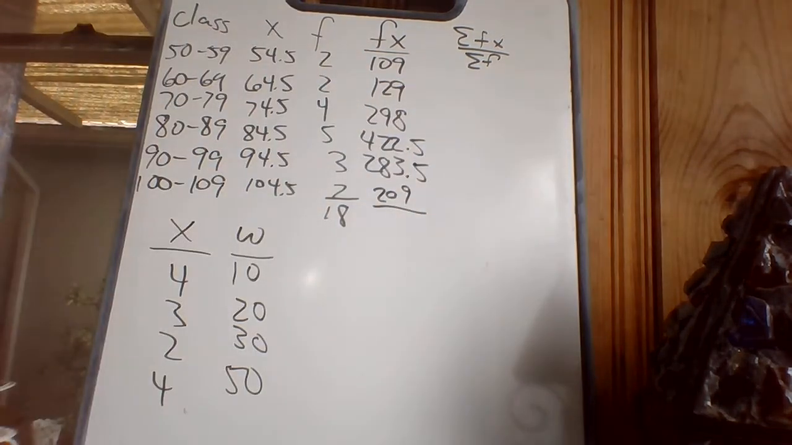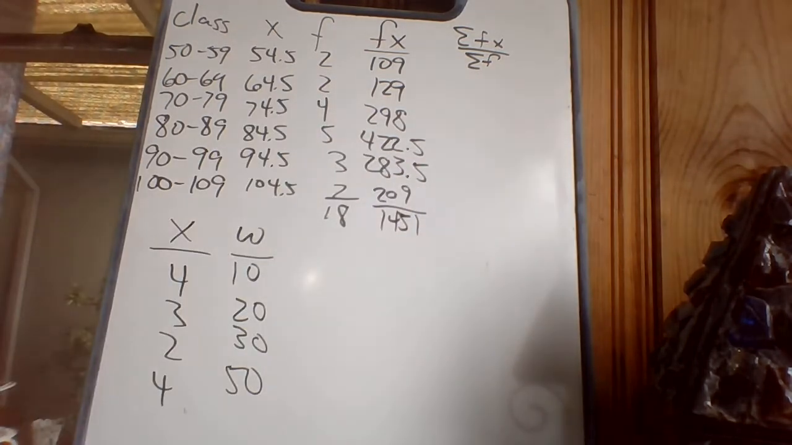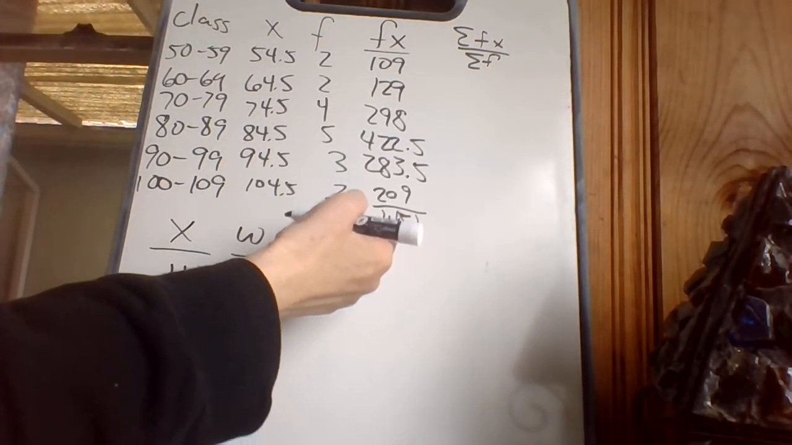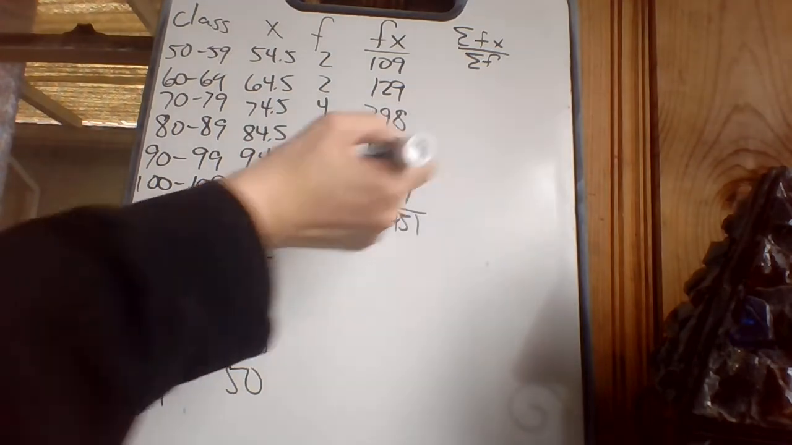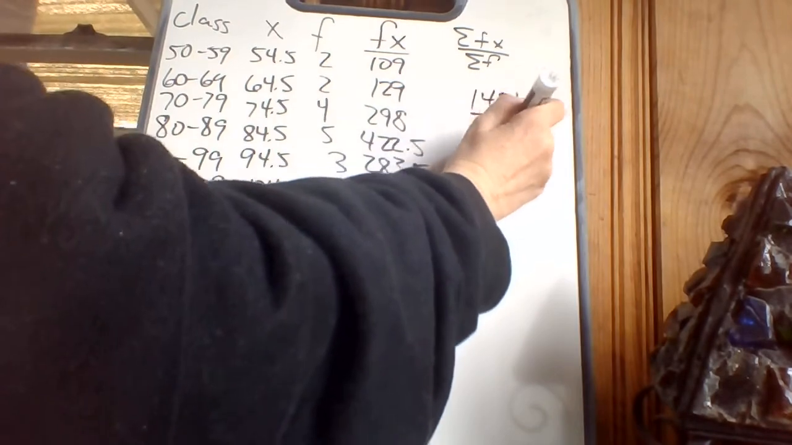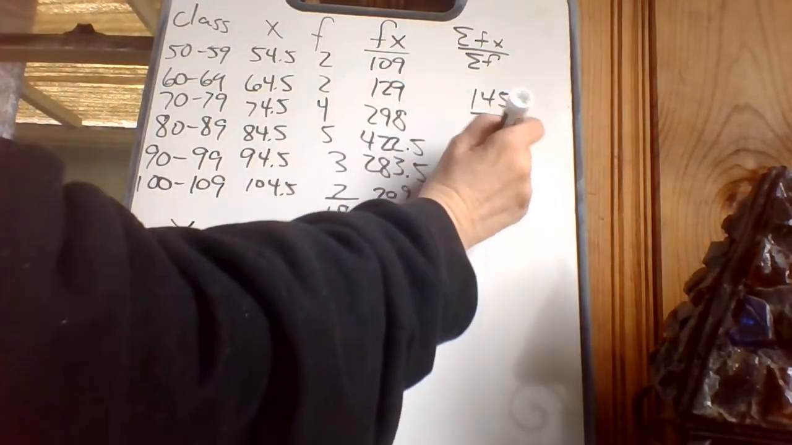And you add all those up: 1451. So this formula says do all this multiplying, and that's your numerator. Then just add up the frequency column, and that's your denominator. 1451 divided by 18, and I get 80.61.